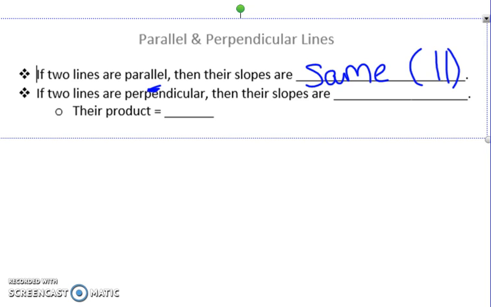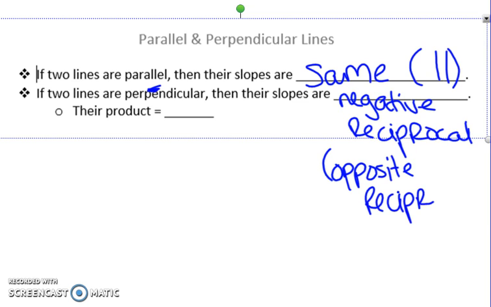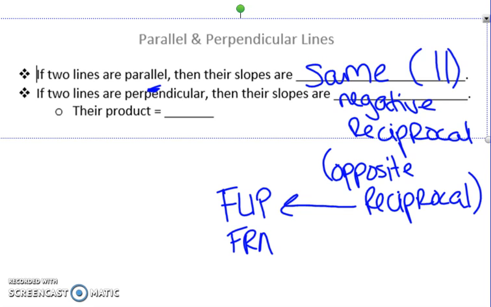Now, if two lines are perpendicular, and perpendicular means that they meet at a right angle, then their slopes are going to be the negative reciprocal, or sometimes you'll hear it called the opposite reciprocal. Now, the word reciprocal just means you need to flip your fraction.